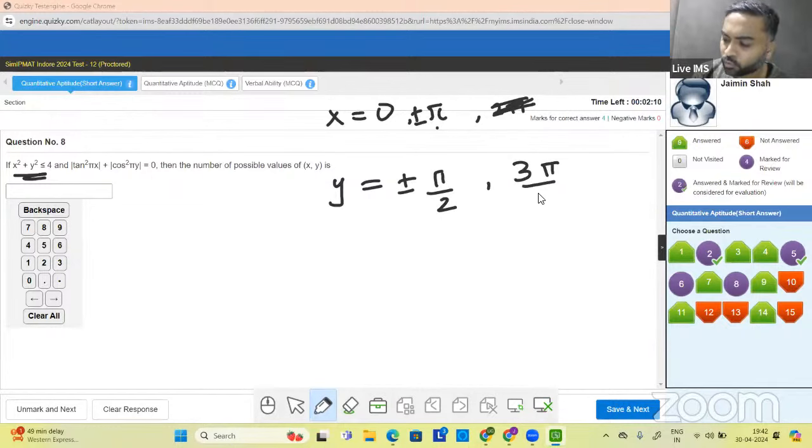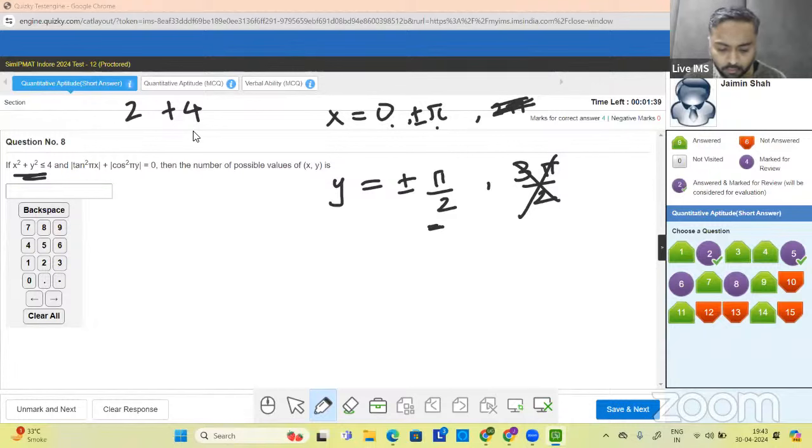3 pi by 2. So basically 9 by 2 is 4.5. तो ये तो नहीं हो सकता है. करेक्ट, ये तो नहीं हो सकता है ना. So I have 0, and there are two combinations here, and there are 2 into 2, 4 combinations here. There are 6 combinations. Okay, let me check if I am missing anything. Am I missing anything here?